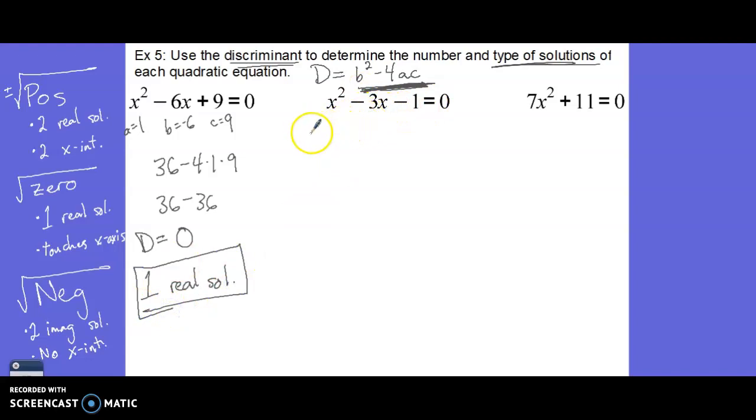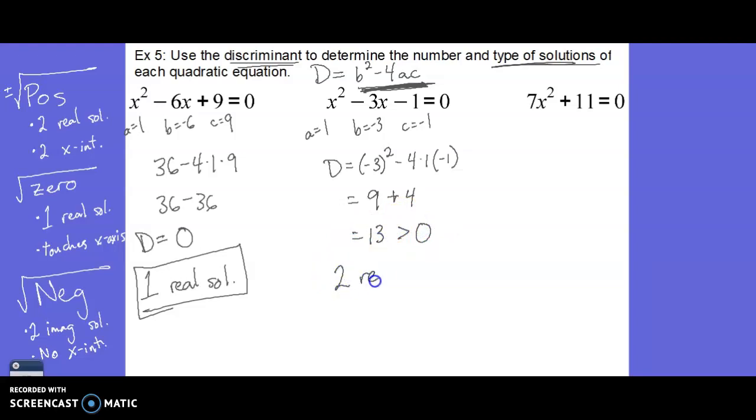Whereas when we look at the next one, A is 1, B is negative 3, C is negative 1. And by the way, if I'm going too fast, feel free to write down every little step. Negative 3 squared minus 4 times 1 times negative 1. But don't forget, when you square a negative, you get a positive anyway. And then negative 4 times negative 1 makes it plus 4. I only care that it's a positive number. It's greater than 0. So there's 2 real solutions. There are 2 times it crosses the x-axis.